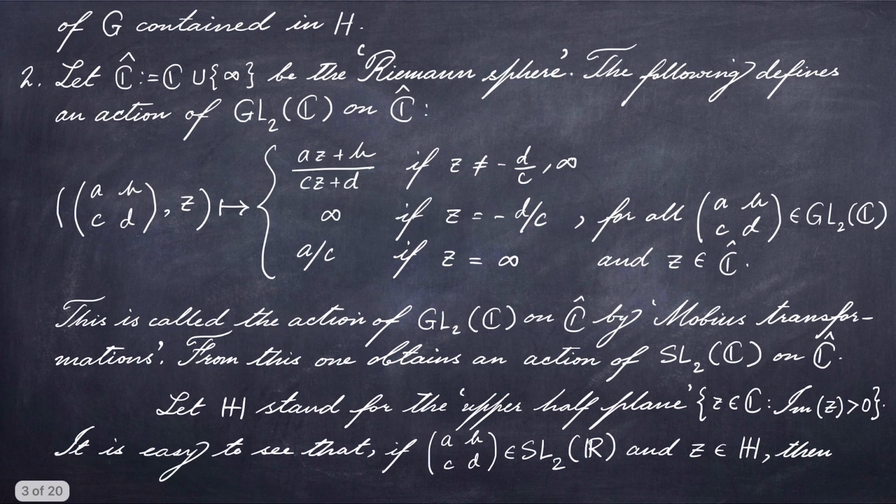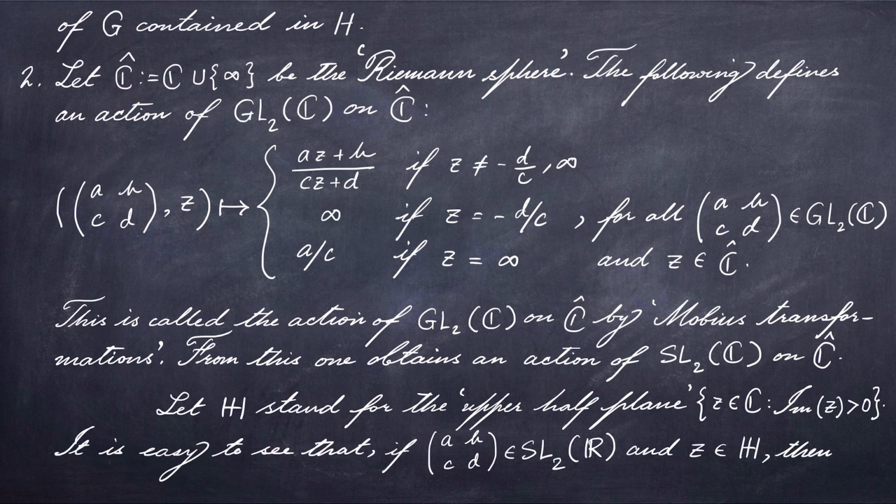The second example is from geometry. Denote C union infinity by C hat. If you know what stereographic projection is, then you see that this can be visualized as a sphere, and that is why we call it the Riemann sphere. The following defines an action of GL2(C) on the Riemann sphere denoted by C hat.